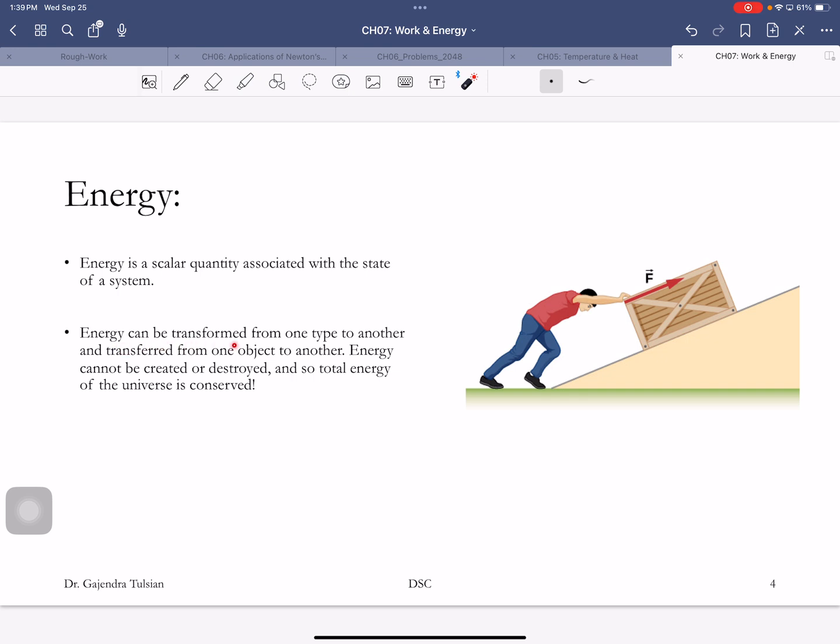Energy can be transformed from one type to another. You can transform mechanical energy, the motion, to heat. You can transform heat to motion, which is what you do in your car. You burn gasoline, and some of that heat gets transferred to the motion of your car.